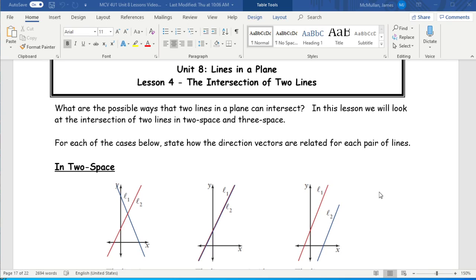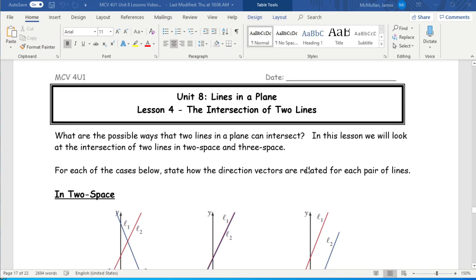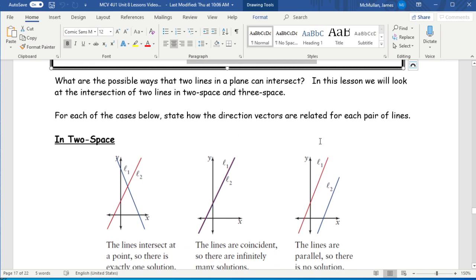Okay, our final lesson for this unit is a two-parter, but I'm just going to do it in two pieces, so it's all in one place. The last topic we're discussing is how two lines can intersect, and if you remember, in two dimensions there were only three options in terms of how lines, or what we call a system of two lines in two space, might work.